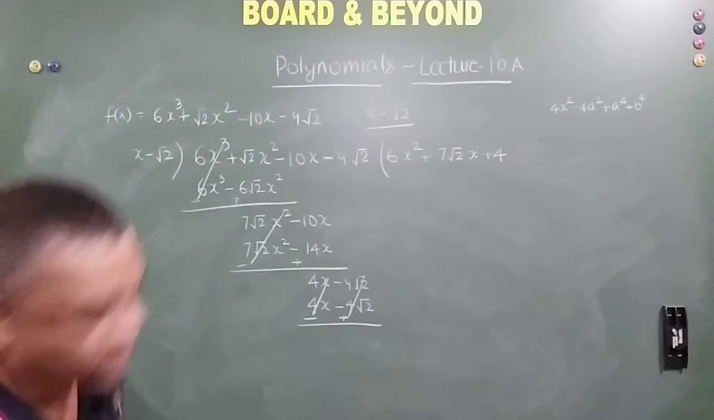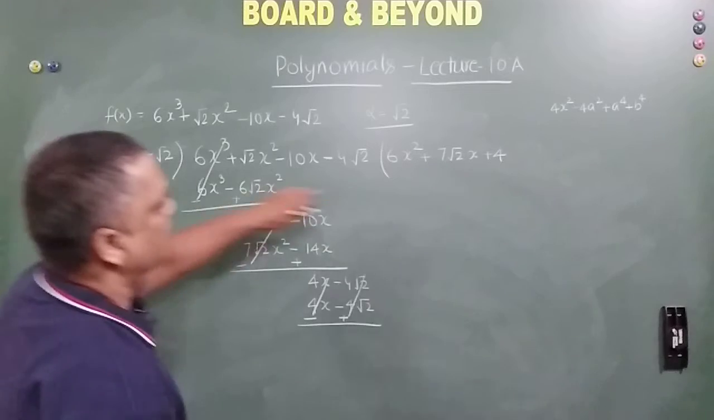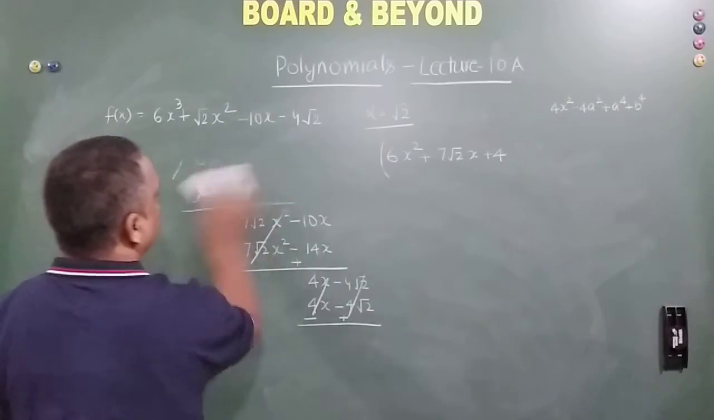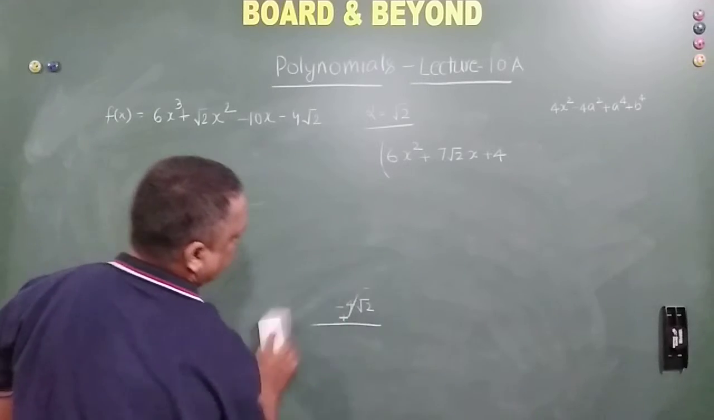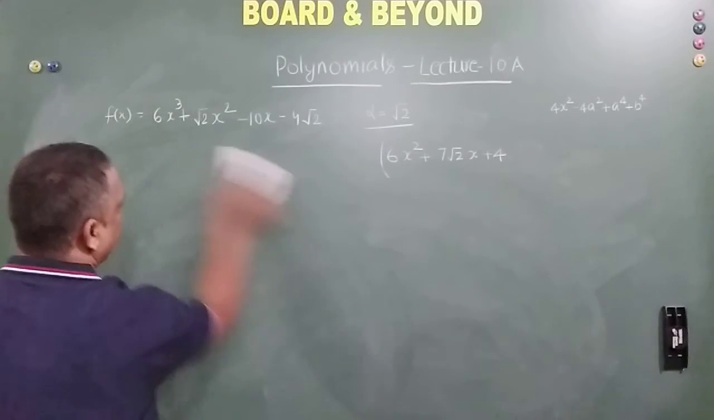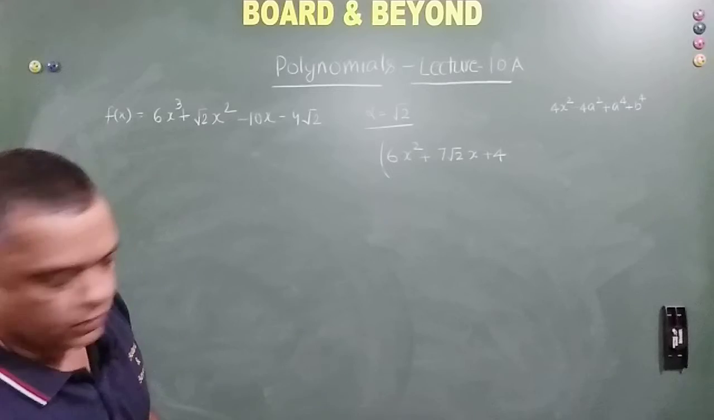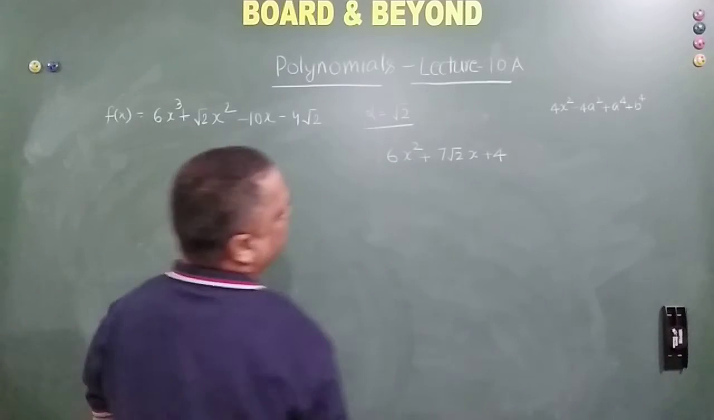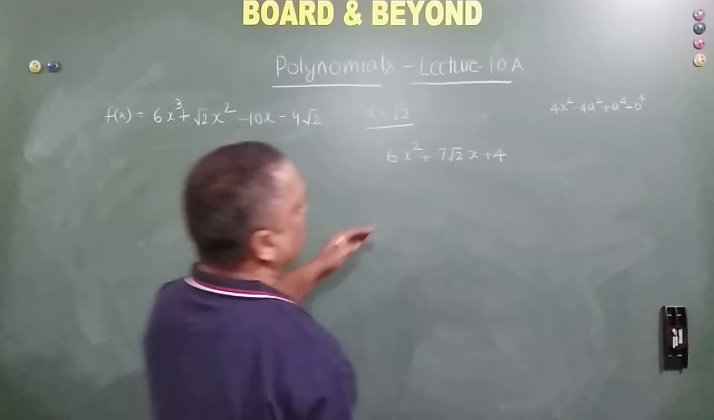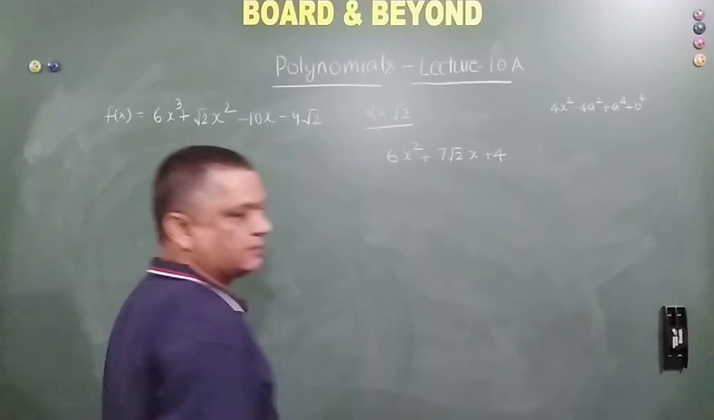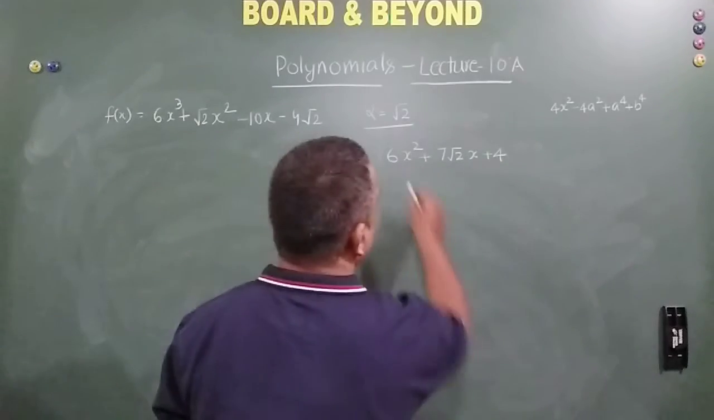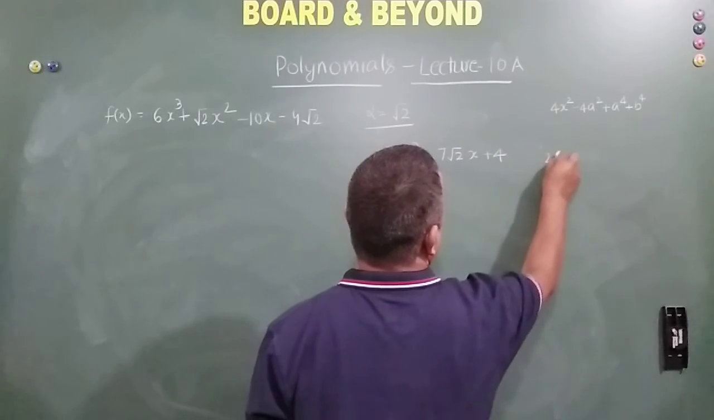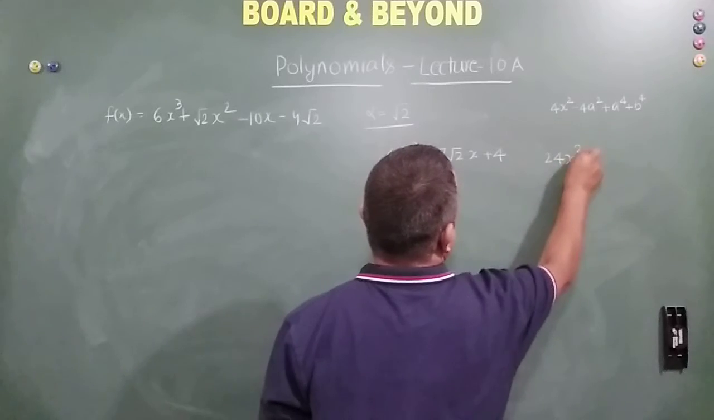So we will try to move further with this. Let me rub this off so that we are able to find out the other factors. Now we will try to factorize this quadratic. Let's see if we are able to do that. So 6 into 4 is how much, friends? 6 into 4 is 24 x square.